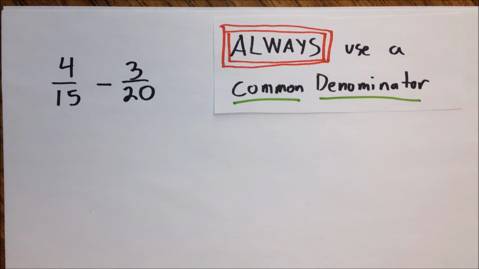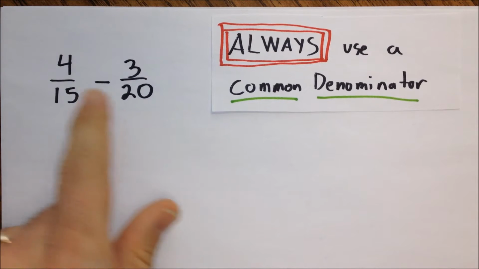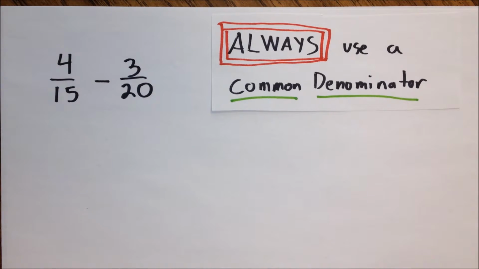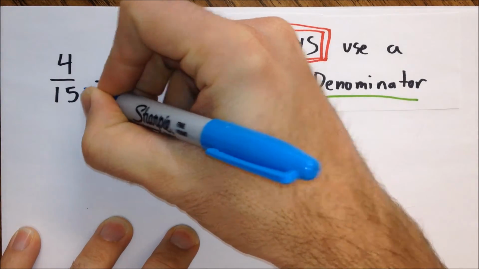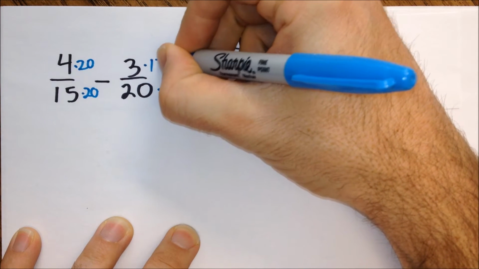Let's go ahead and do that, although this problem, you could do something a little bit simpler. You could multiply this one by 4 and this one by 3 and have that work out just as well. But let's go ahead and do it. So I'll go ahead and go 20 and 15, 20 and 15.